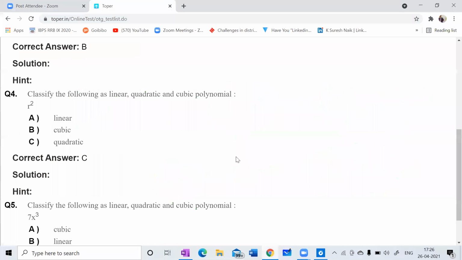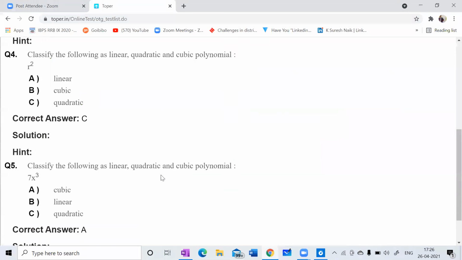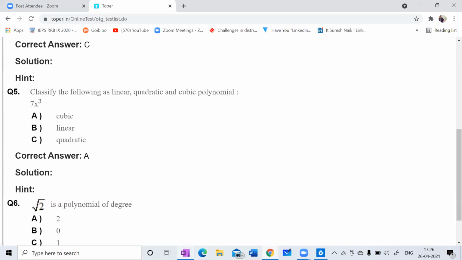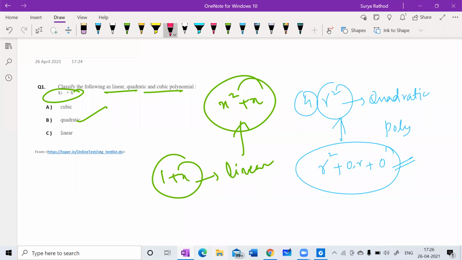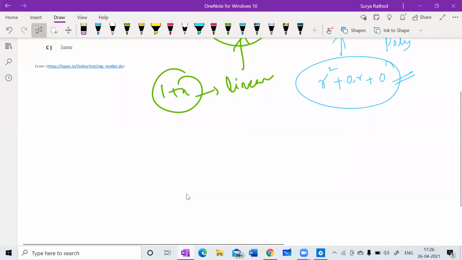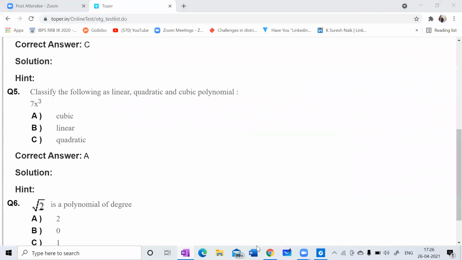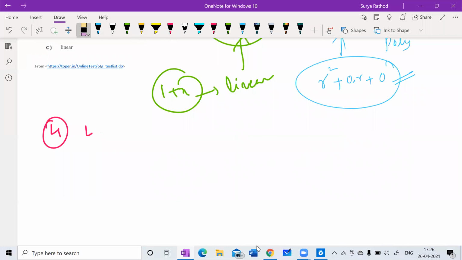Fifth question. Classify the following as linear, quadratic, and cubic polynomial. 7x cube. Cubic, sir. Absolutely, that is a cubic, no doubt at all. 7x cube is a cubic polynomial. Any doubt till the fifth question?